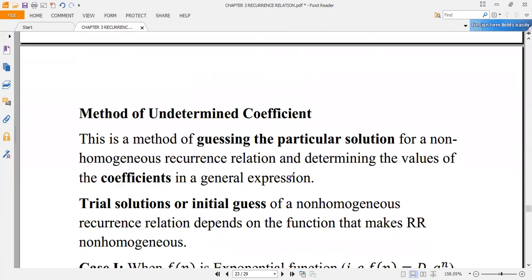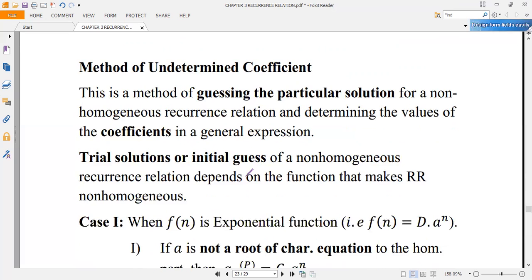So to find the solution of the non-homogeneous recurrence relation, we use the method of undetermined coefficients. The method of undetermined coefficients uses a guess for the particular solution of the non-homogeneous recurrence relation and determines the values of the coefficients in the general expression of the solution.